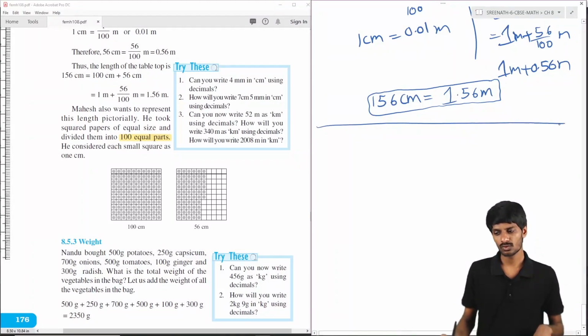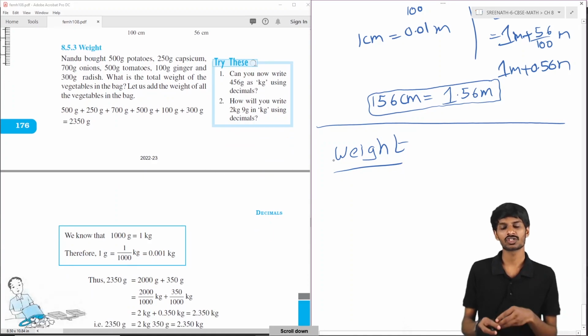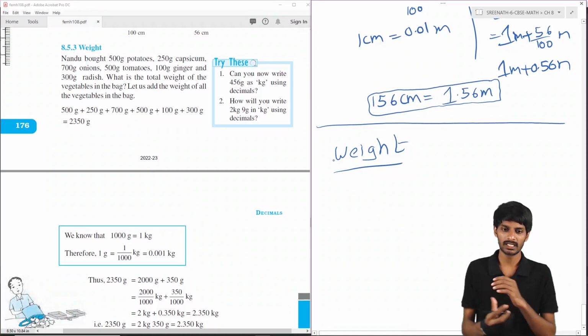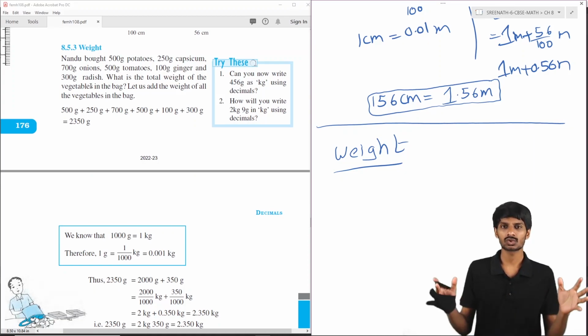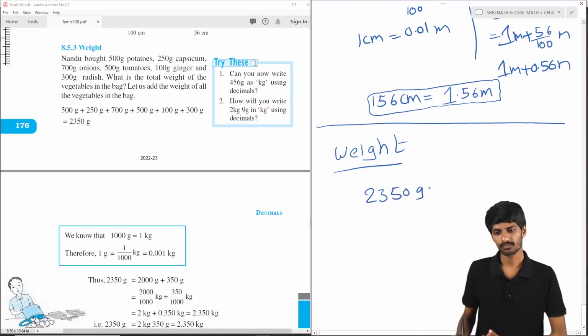So next thing we use in our life is weight. We use weight to measure things, and we express it also in decimals, students. So Nandu bought 500 grams potatoes, 250 grams capsicum, 700 grams, 500 grams, 100 grams ginger, 300 grams radish. What is the total weight of the vegetables in the basket? He added all those and got 2350 grams.